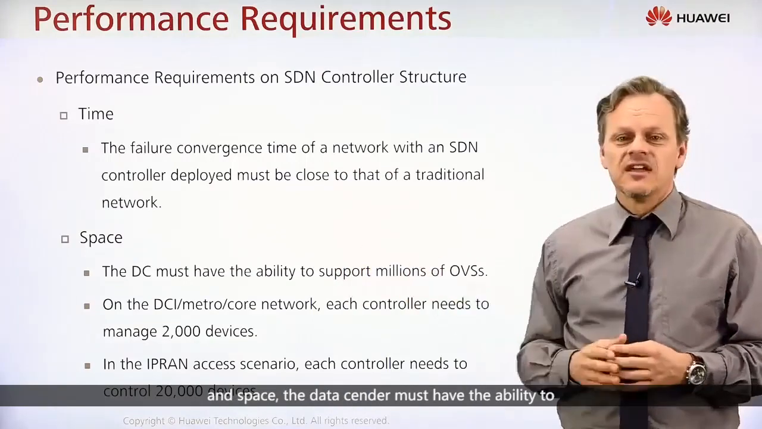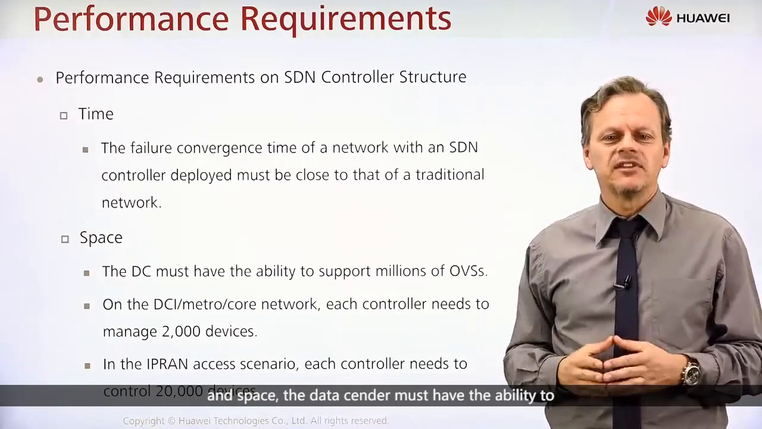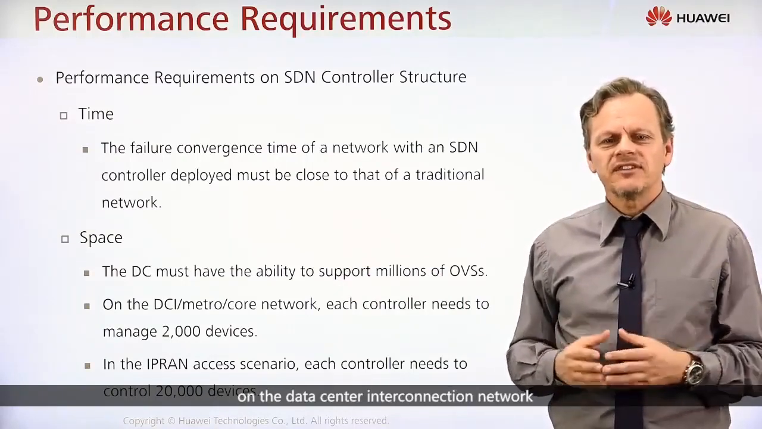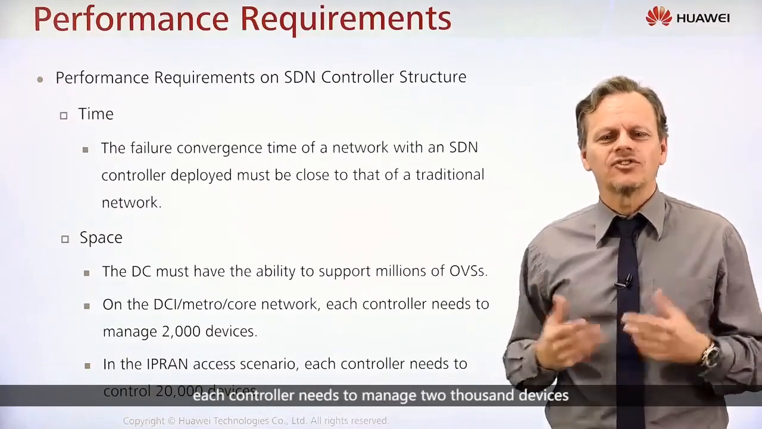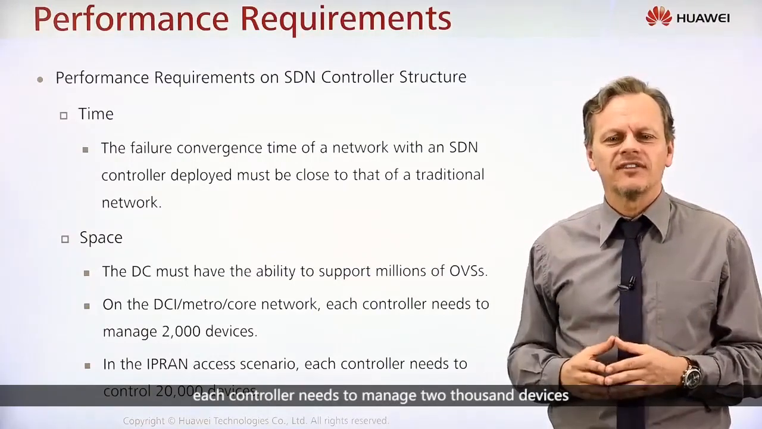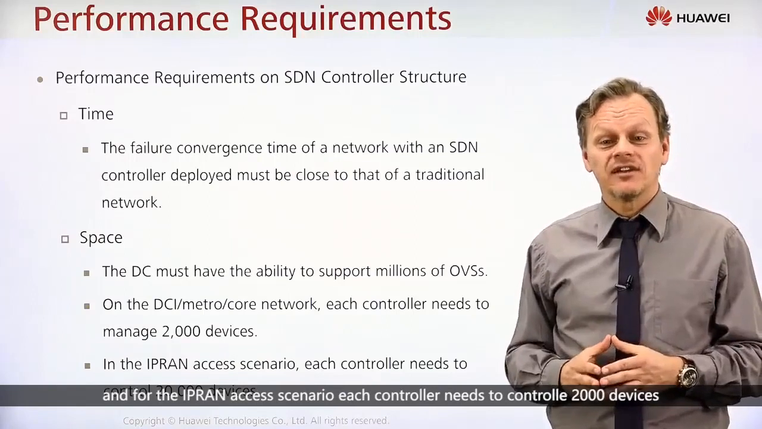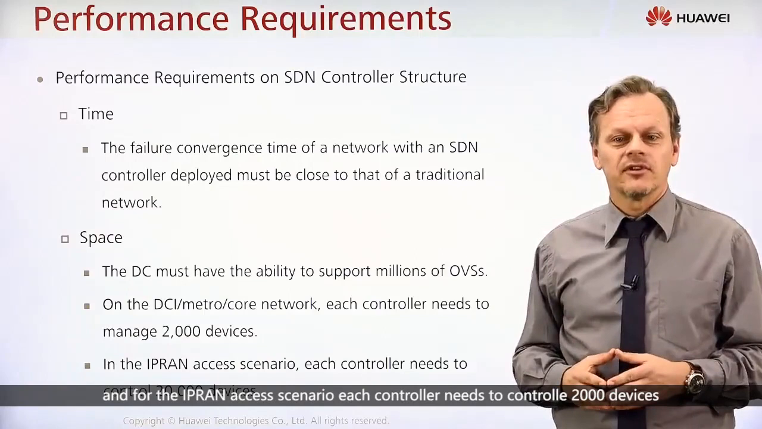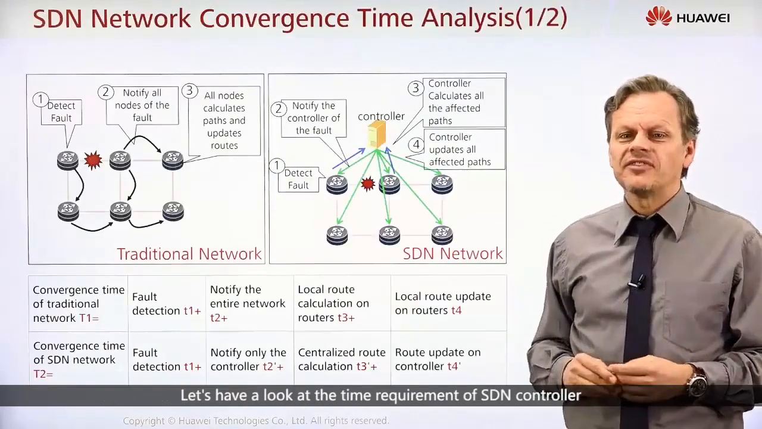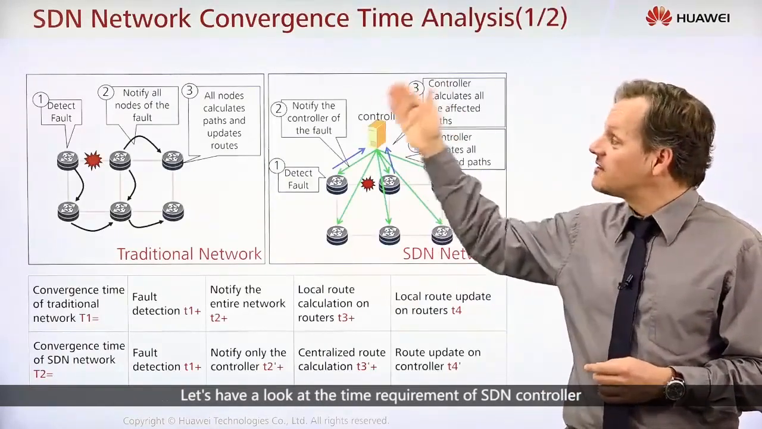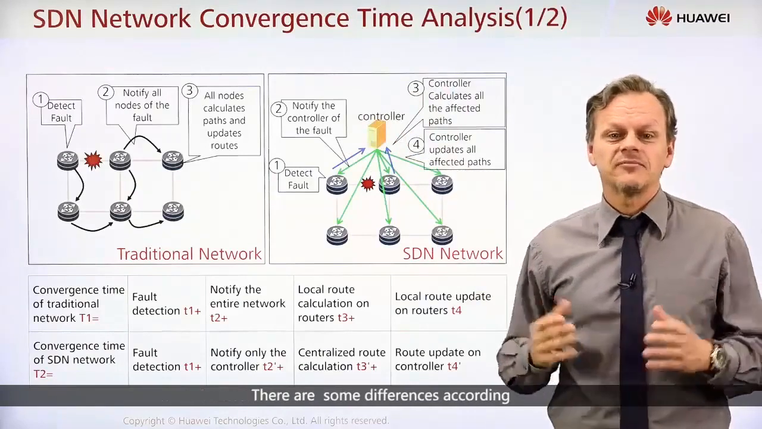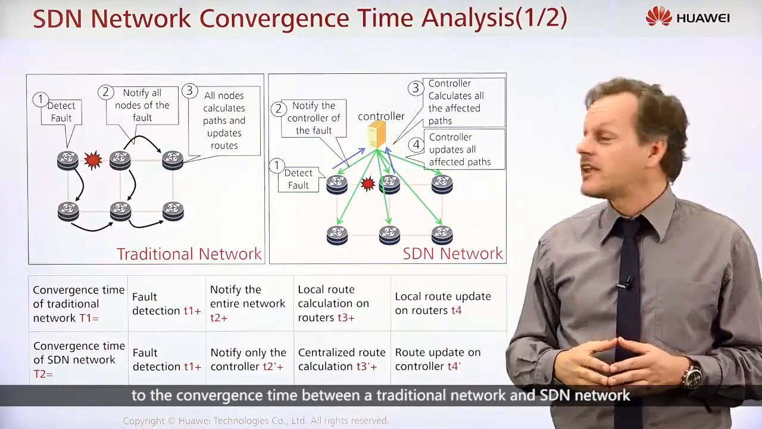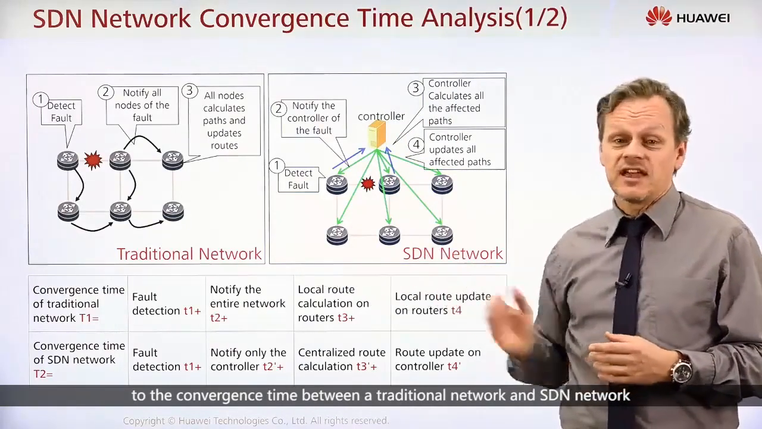And space, the data center must have the ability to support millions of Open vSwitches. On the data center interconnection network, each controller needs to manage 2,000 devices. And for the IP RAN access scenario, each controller needs to control 20,000 devices. Let's have a look at the time requirement of an SDN controller. There are some differences according to the convergence time between a traditional network and the SDN network.